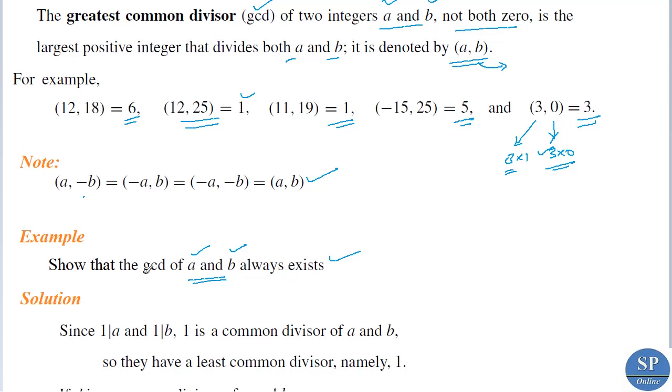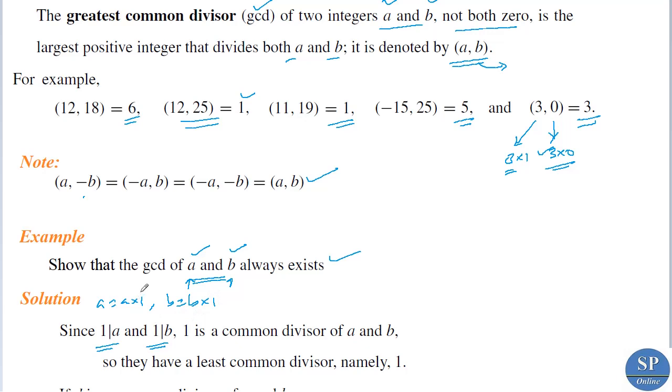Now how to prove this? Suppose we have two integers a and b. Now we know 1 divides a and 1 divides b. Since 1 divides a and 1 divides b, we know 1 is a factor of a and 1 is a factor of b, because a can be written as a into 1 and b can be written as b into 1.